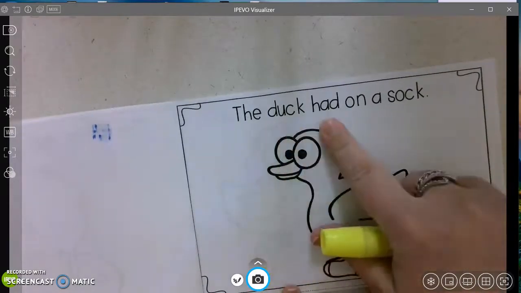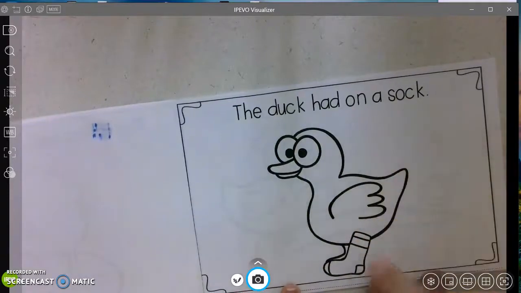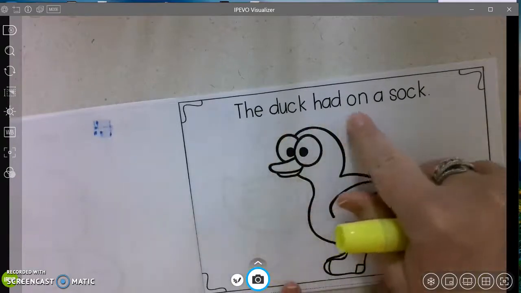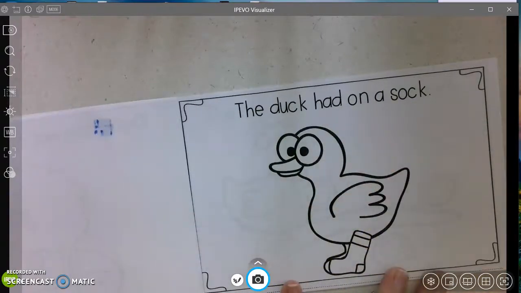The duck had on a sock. He sure does. Let's read it one more time together. The duck had on a sock. Good job. Can you find CK on this page before I do? Go ahead. Take a second.